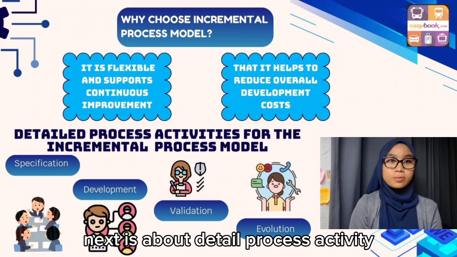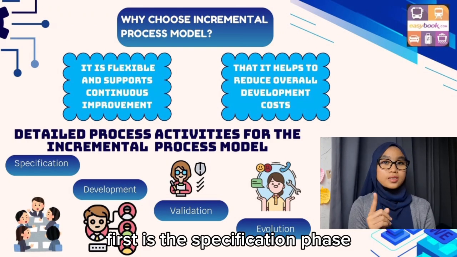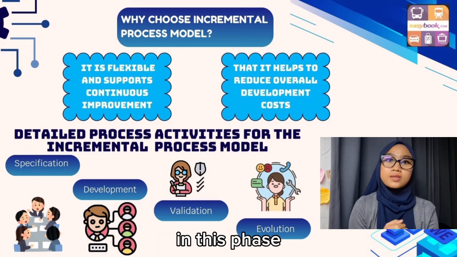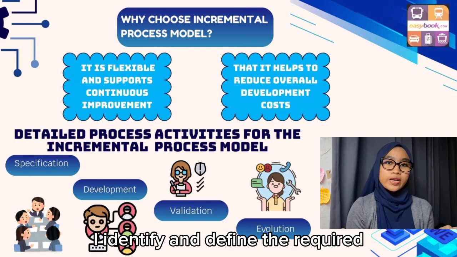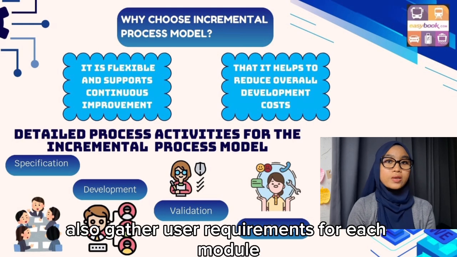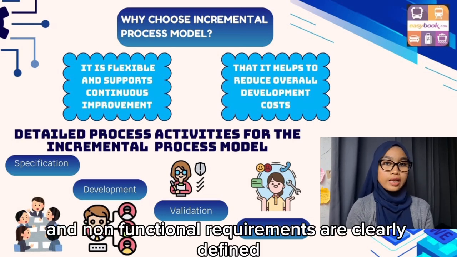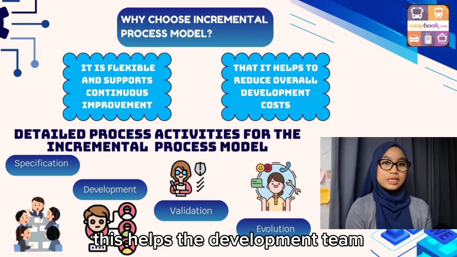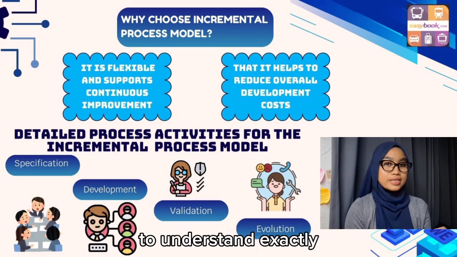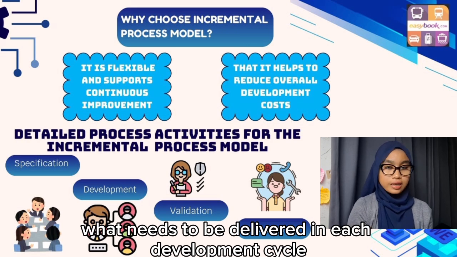Next is about the detailed process activity for the incremental process model. First is the specification phase. In this phase, I identify and define the required functionalities of the Easybook system, and also gather user requirements for each module, ensuring that both functional and non-functional requirements are clearly defined. This helps the development team to understand exactly what needs to be delivered in each development cycle.